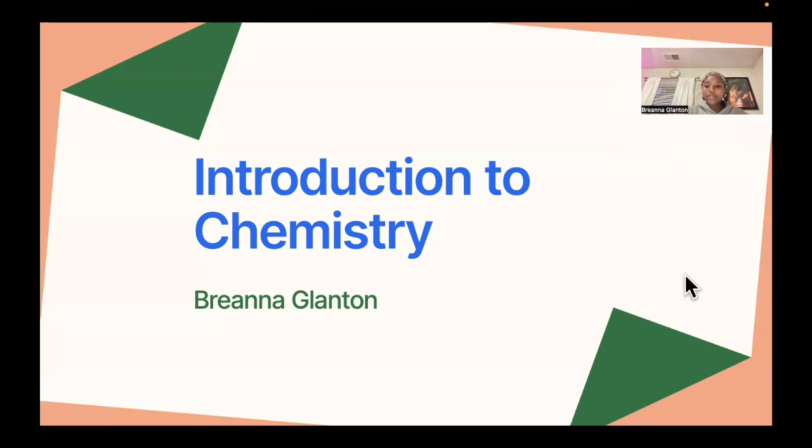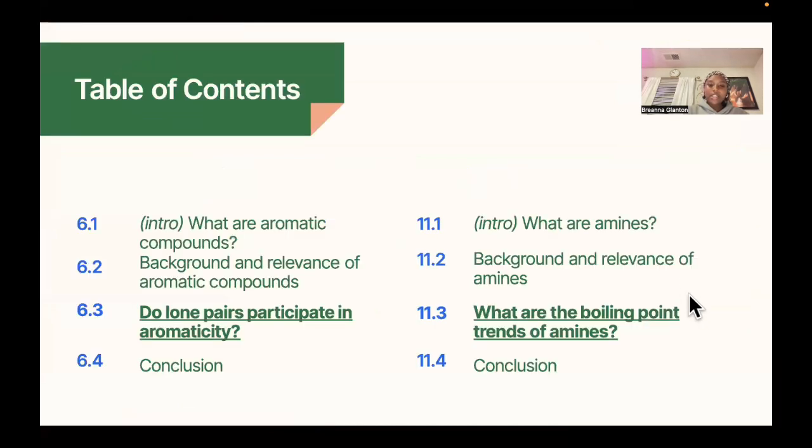Just going to be on two different topics. So I made a table of contents. 6.1, what are aromatic compounds? 6.2, the background and relevance of aromatic compounds. 6.3, which is actually my topic, one of them, do lone pairs participate in aromaticity? 6.4 would be the conclusion to that topic.